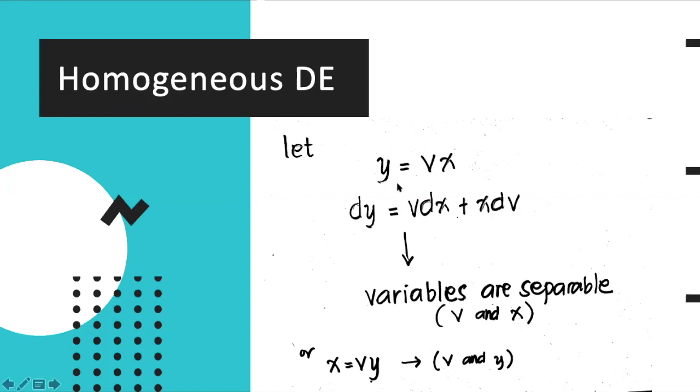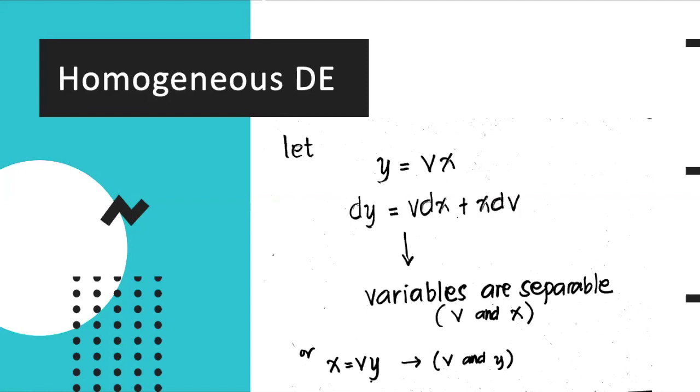So we will let y equal to vx. Basically, we will introduce a new variable. Nakita niyo yung variable dito? V, right? So the function, the given equation is actually of x and y variables.